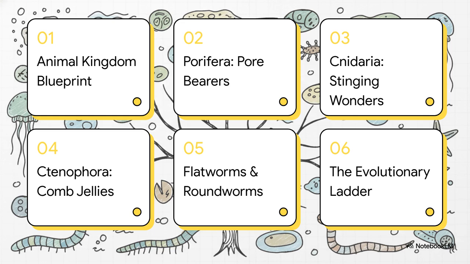So, here's our game plan. We'll start with the simplest of the simple, the sponges, also known as Porifera. Then we're going to see a major leap in complexity with the stinging Cnidaria and the absolutely beautiful glowing Ctenophora. After that, we'll see a revolutionary new body plan with flatworms and roundworms, before we wrap it all up and look back at the incredible evolutionary ladder we've just climbed.